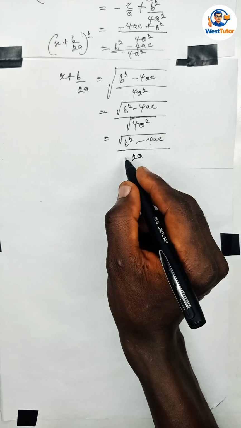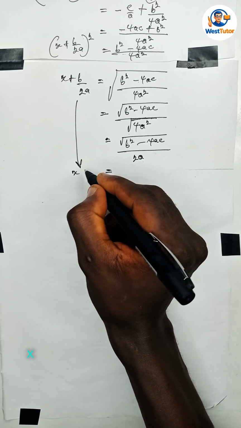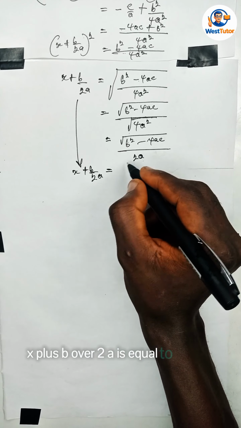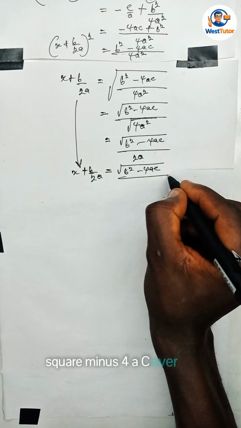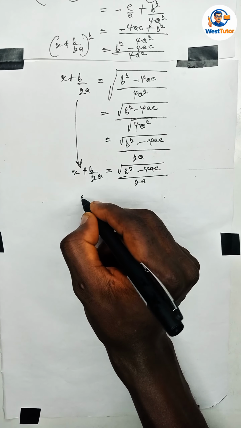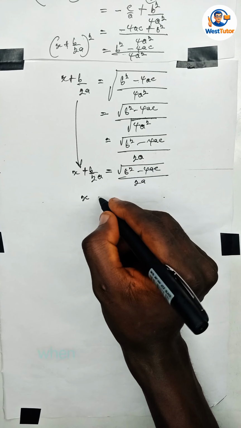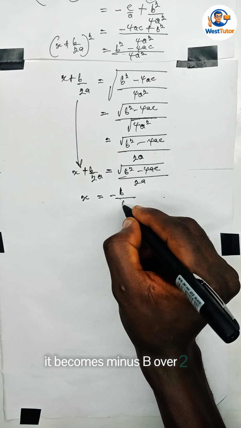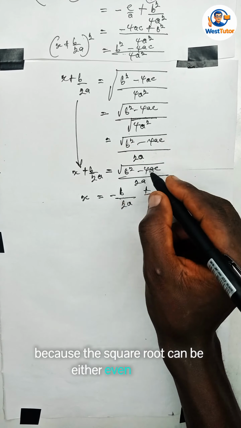So then from there, we can bring this down. That is x plus b over 2a is equal to the square root of b squared minus 4ac over 2a. So we need to make x stand alone by making this other term cross over. When it crosses over, the sign changes. It becomes minus b over 2a plus or minus, because the square root can be either minus or plus.